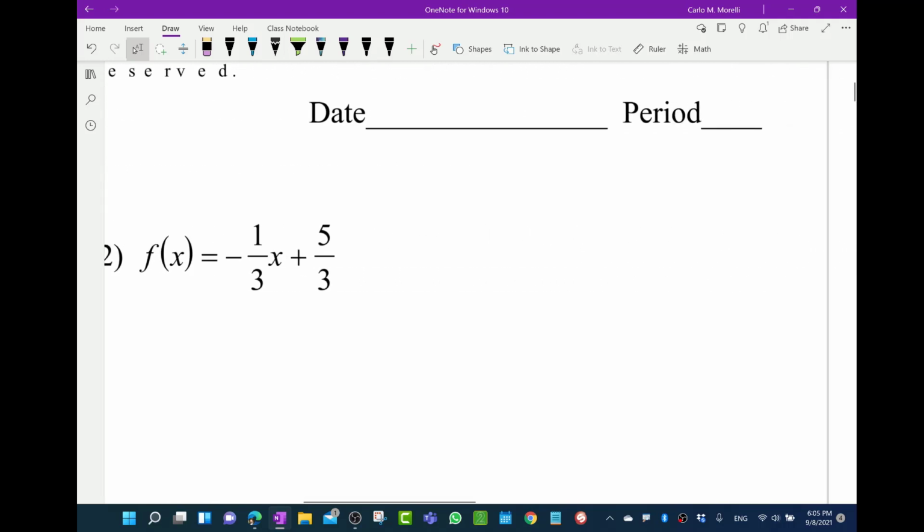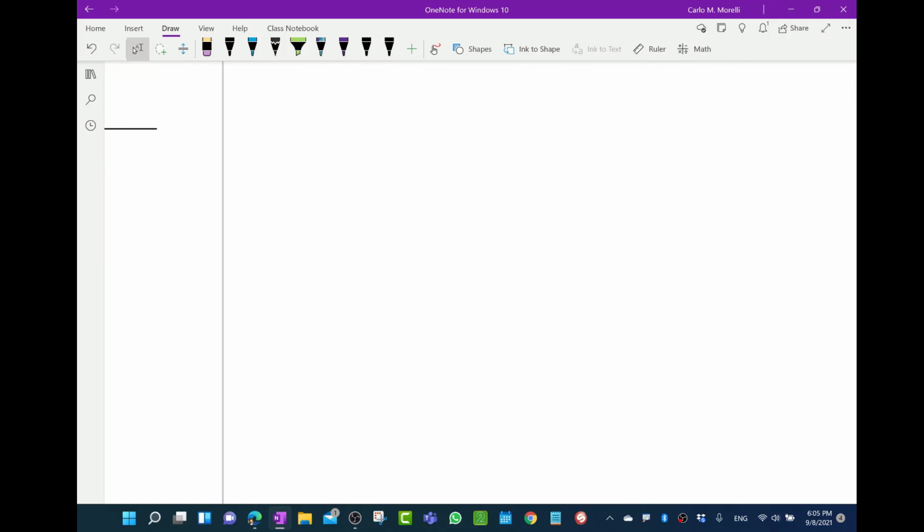Let's move over here and write 1. g of x equals negative 4x plus 5. So remember, the first step is to find what you think is the inverse. And so here are the steps to do that.